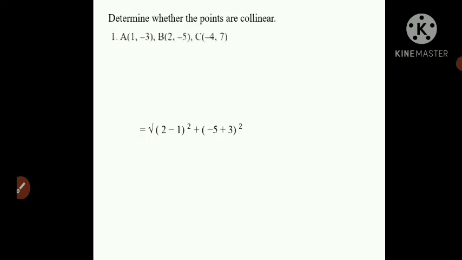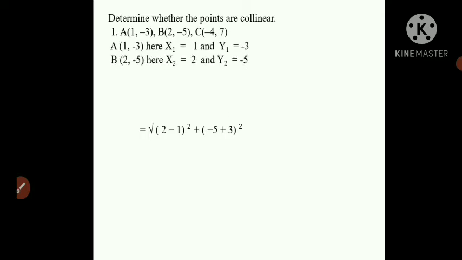Now see, 3 points will be given. Question number 1 sub question is A is 1, minus 3, B is 2 comma minus 5 and C is minus 4 comma 7. So first we'll find the distance of AB. I'm taking A and B. A is 1 comma minus 3 and B is 2 comma minus 5. Here x1 is 1 and y1 is minus 3, x2 is 2 and y2 is minus 5.